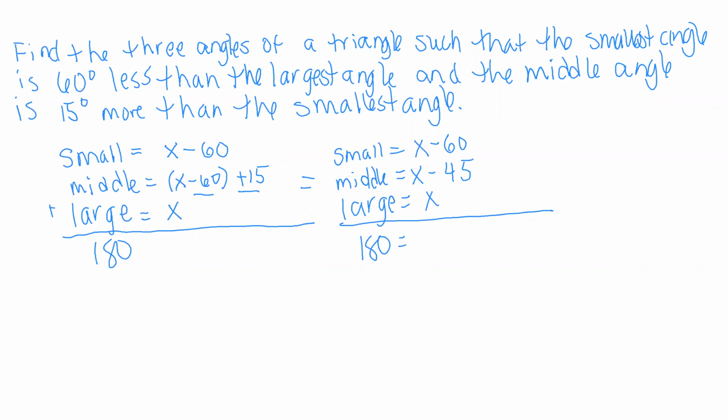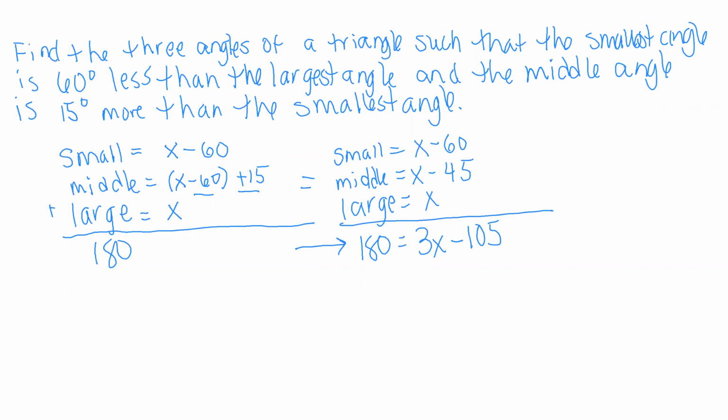Okay, so let's go ahead and combine like terms in the second column that I have going. If I take x plus x plus x, I get 3x, right? And then negative 60 minus 45 is negative 105. So at this point, we've got an equation right here. This is what we want to solve.